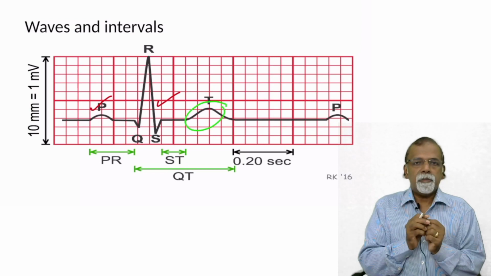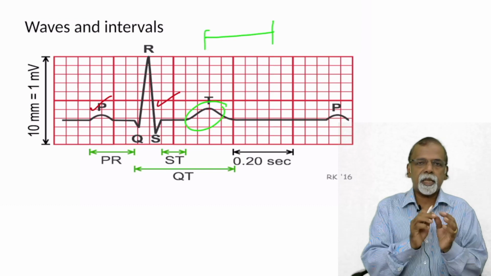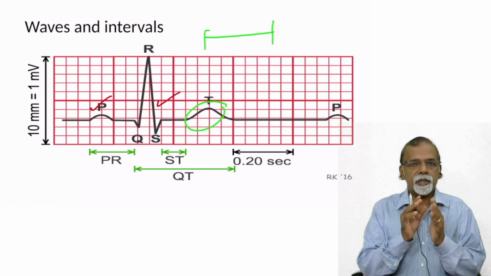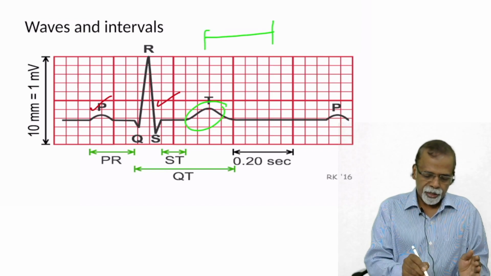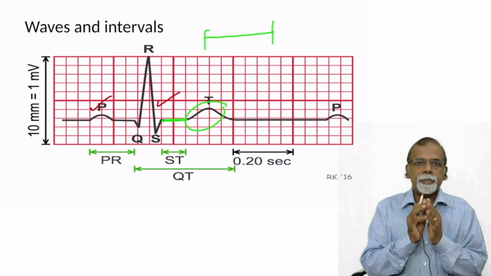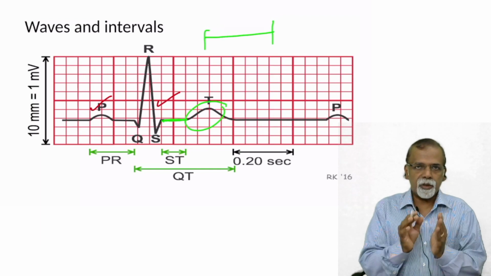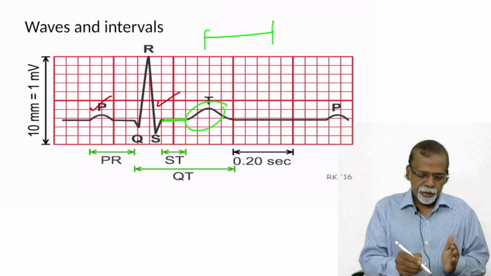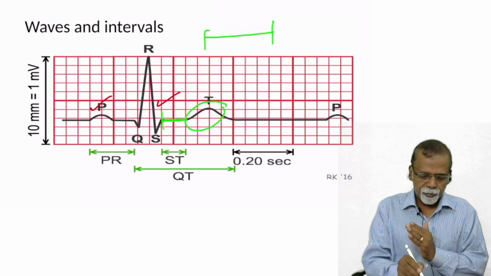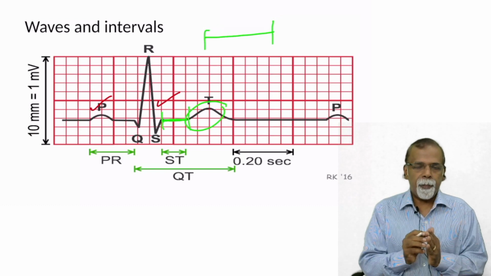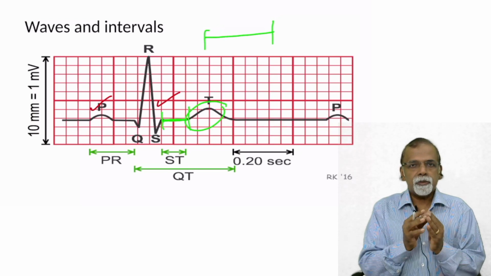Two segments you should remember. Segments are always isoelectric. When you say line segment, the segment doesn't contain any waves. One isoelectric segment of clinical importance is the ST segment. It is isoelectric, no electrical activity. It begins at the end of the S wave up to the beginning of the T wave. It is important because in this region you will be looking for findings of myocardial infarction.